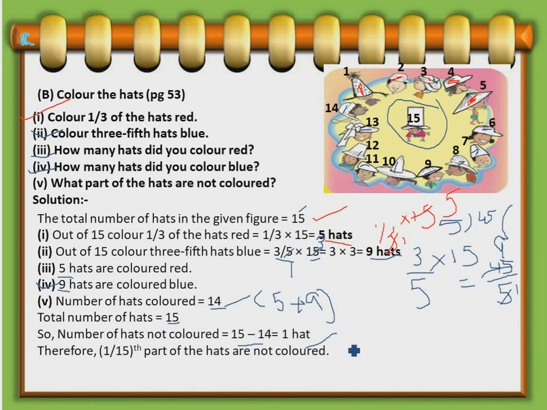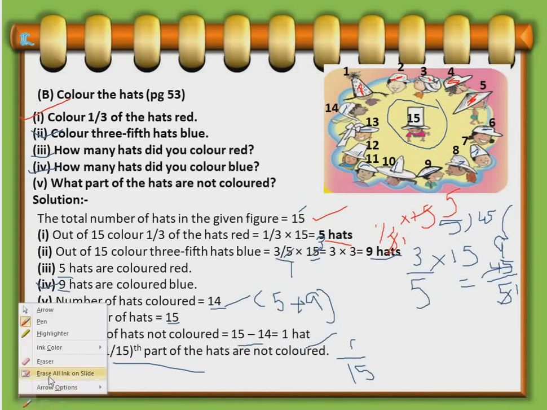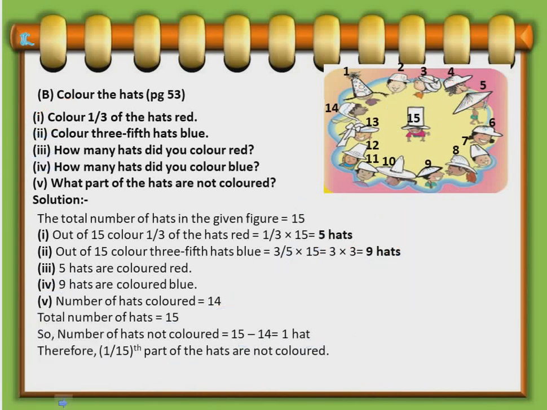Now they are asking us to find the part. For the part what will we do? How many hats are not colored? 1 by the total number of parts. 15 hats are there. So therefore 1 by 15th part of the hats are not colored. I think all of you understood till here. Yes. Shall we move to the next one?